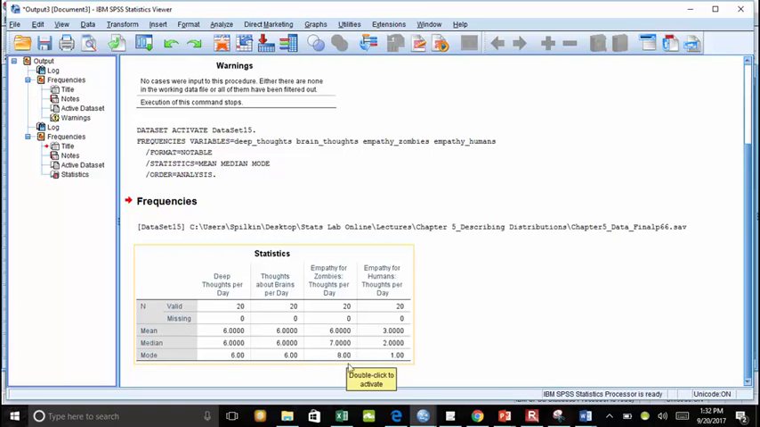So looking at this set of data, again, you would know the mean. If you add up all the scores and divide by 20, which is the number of scores, gives you an average of 6. The median here of 7 means that 50% of the scores are above 7, 50% of the scores are below 7, and the mode, meaning the most common number of thoughts per day in terms of empathy for zombies, is 8.